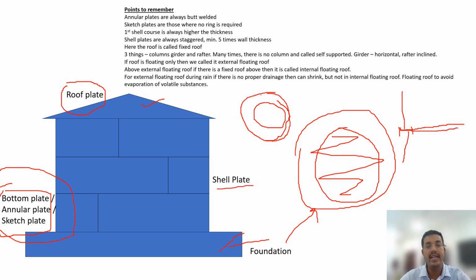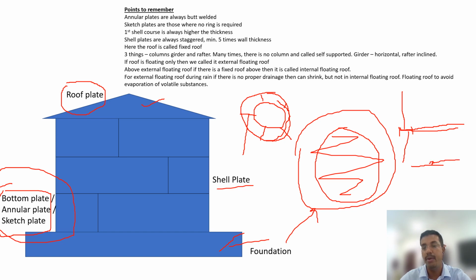It is welded with several segments. This annular plate will be welded with several segments, and these joints are always butt welded joints. So that's why we call it annular plate. But for bottom plates, the joints are lap welded, fillet welded lap. One plate is like here, and another plate will overlap on this one, and the welding is here.